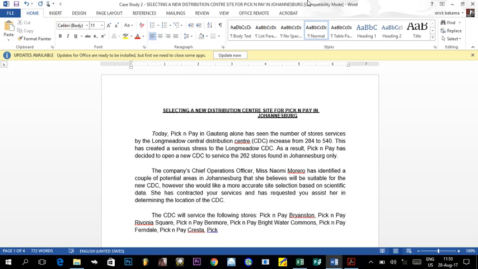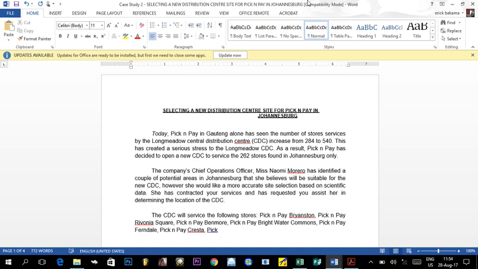From there we are going to solve. Remember that there were three methods that we are supposed to use. The first one was the factor rating, the second one was the locational break-even point, and the third one was the center of gravity method. In this video we are going to solve this problem using all three methods.